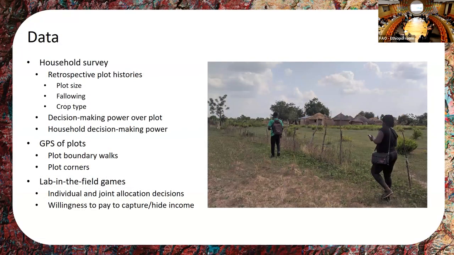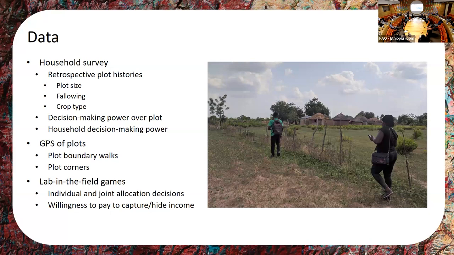So we have three main pieces of data that we'll use in this presentation today. The first is a household survey. This household survey includes retrospective histories on the plots, including things like plot size, fallowing, crop type, and harvest. We also ask both the man and the woman about decision-making power on the plots, as well as decision-making roles more generally in various domains.